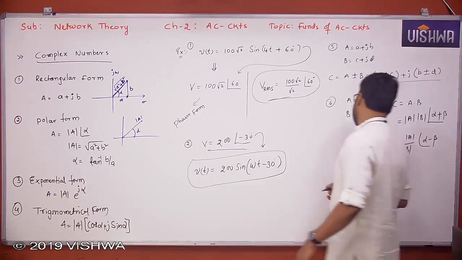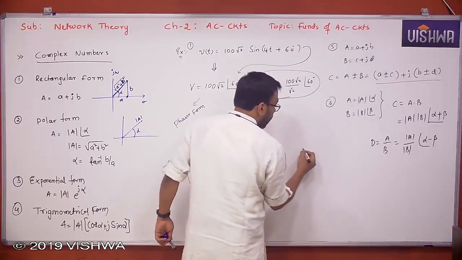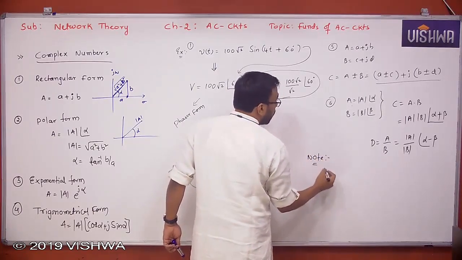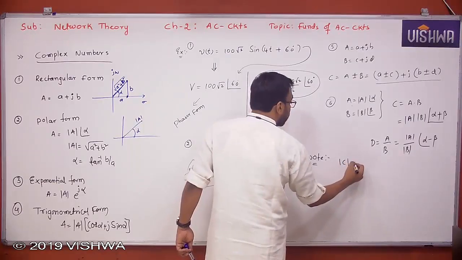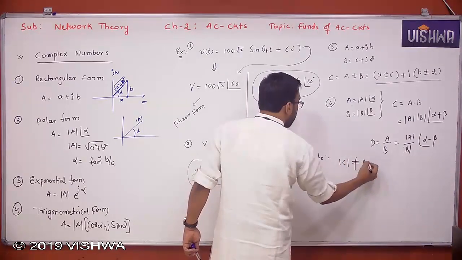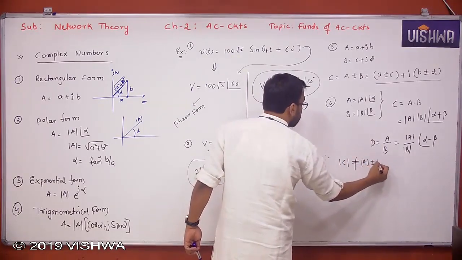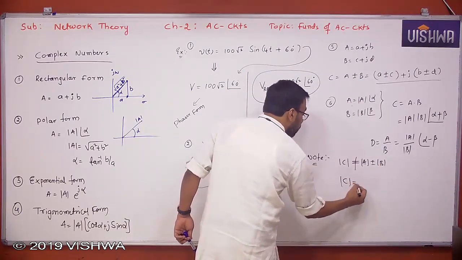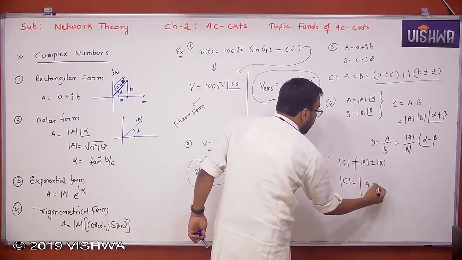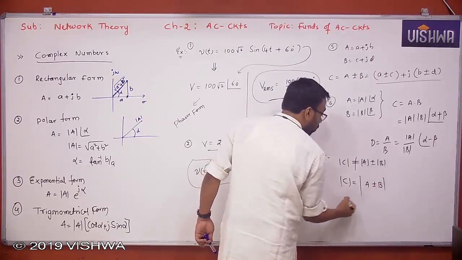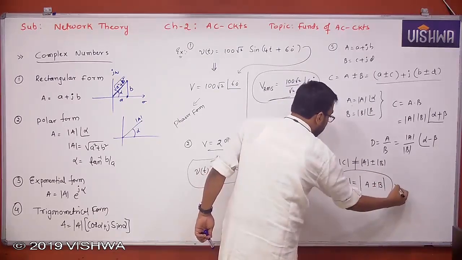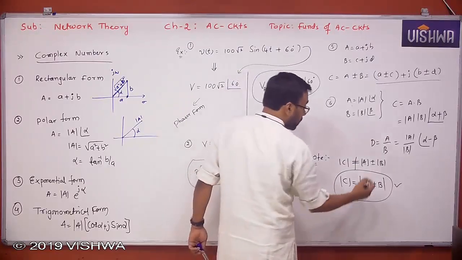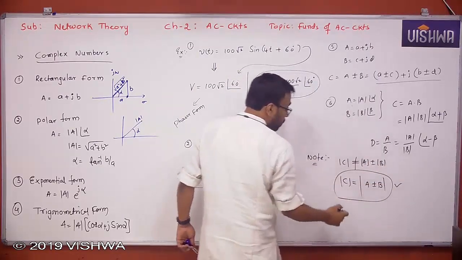Okay, and you can also take an example, or put a note. First of all, put a note that magnitude c is not the same as magnitude a plus or minus magnitude b. In fact, magnitude c is the magnitude of a plus or minus b. I hope you understand this. This is very, very important. Most people in a hurry in the exam make common mistakes with this one. So you can proceed with this.